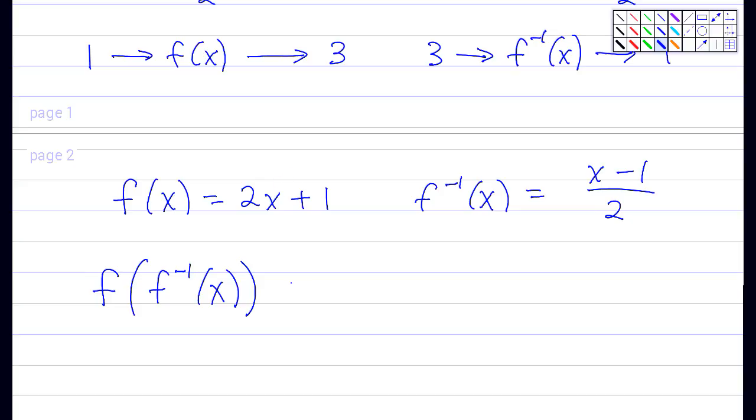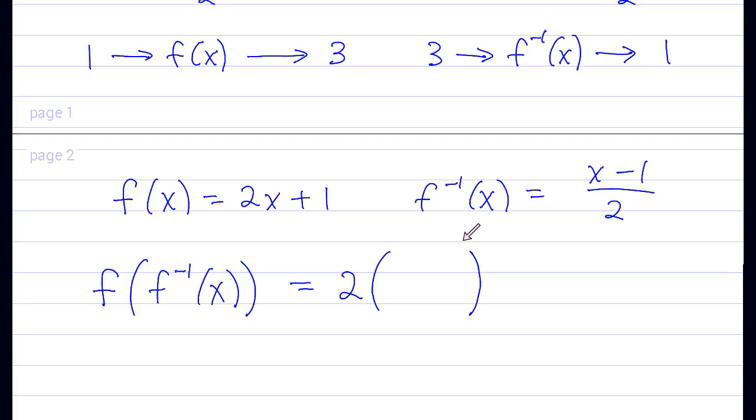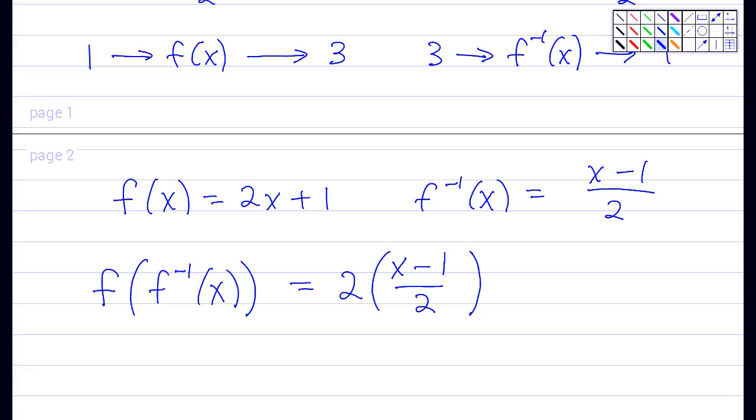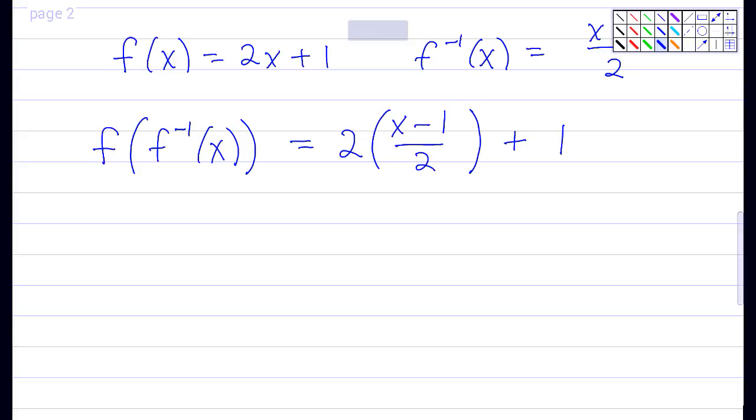So here we go. 2 times, and I usually write parentheses, I'm going to put this guy right inside these parentheses. And then finally, that was just this part, 2 times x. I replace the x here with this whole thing, the entire f inverse. That goes in here. Don't forget the rest of it, plus 1. Simplifying, the 2's cancel, and I get x minus 1 plus 1, which equals x.